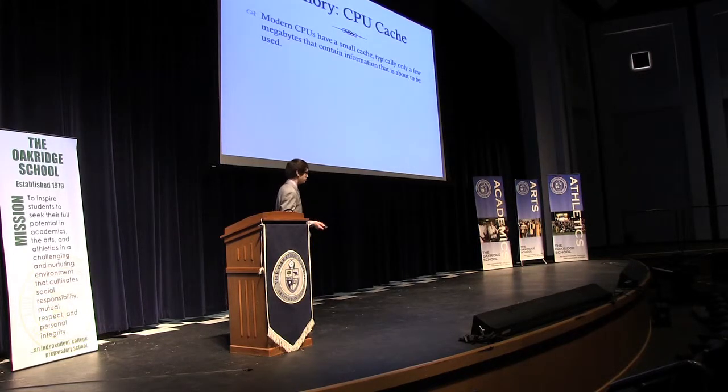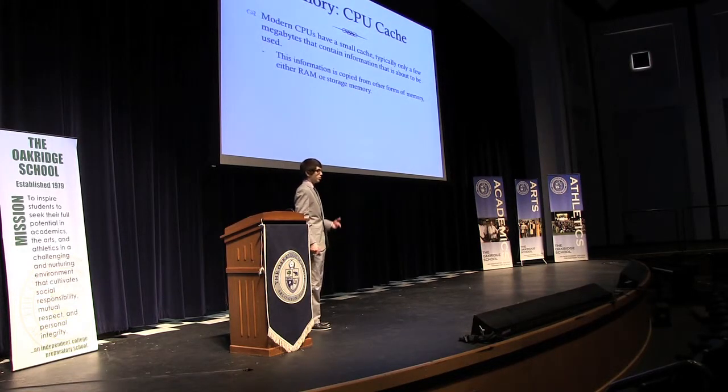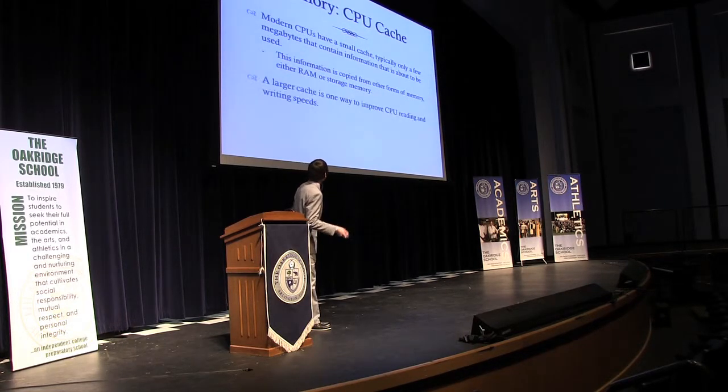Memory. It's the second most important aspect of any computer. You could have the most powerful processor in the world, but if it doesn't know what to do, it's kind of pointless. You need somewhere to store programs. Well, the smallest form, the CPU cache, is only a few megabytes, which is nothing compared to the gigabytes of storage our hard drives have. The CPU cache just contains copies of information from other forms of memory, either from the RAM or the hard drive. Essentially, that's what tells the CPU what to do. The larger that is, the faster the CPU.